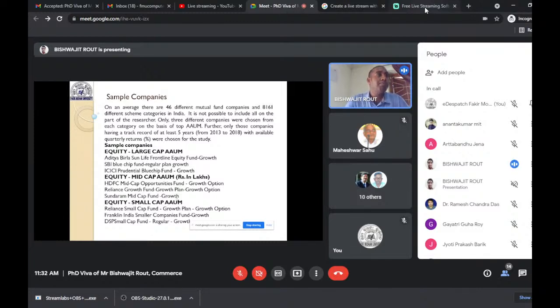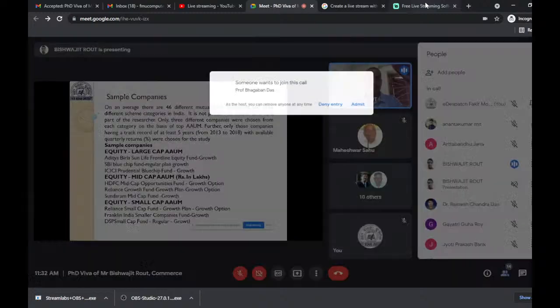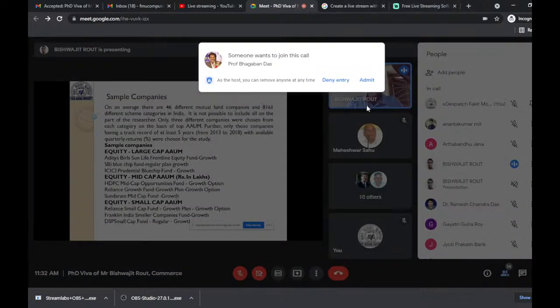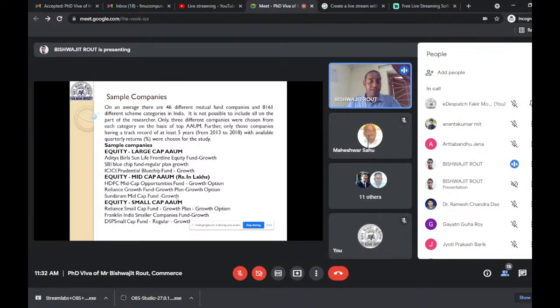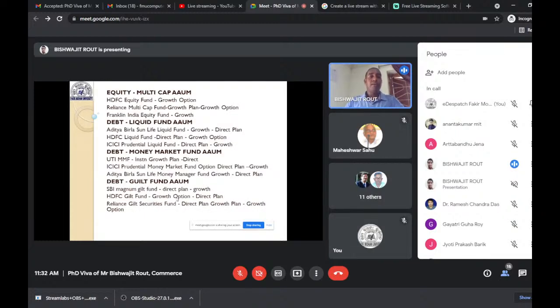So these are the sample companies. Under equity large cap, that is Aditya Birla, SBI Blue Chip, and ICICI Prudential Blue Chip. In mid cap scheme, that is HDFC Mid Cap, Reliance Growth Fund Growth Plan, and Sundaram Mid Cap. In equity small cap, that is Reliance Small Cap, Franklin India Smaller Companies, and DSP Small Cap Fund, and multi cap fund, that is HDFC Equity Fund, Reliance Multi Cap Fund, and Franklin India Equity Fund.